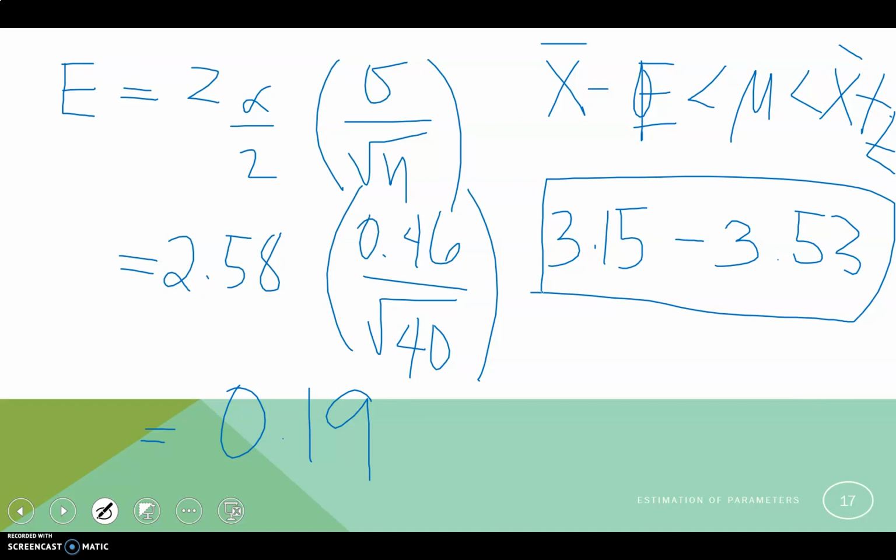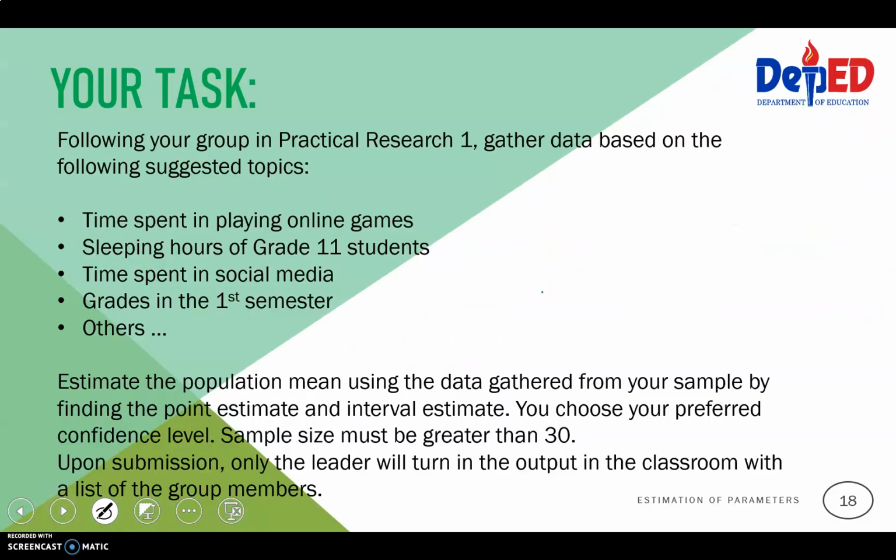So now for your task, we want you to follow your group in Practical Research 1 and gather the data based on the following suggested topics. If wala pa mo group sa inyong PR1 na grupo, you may form a group of 5 per section. If naa na mo grupo sa Practical Research 1, follow that grouping. Ang inyong buhaton is you gather data based on the following suggested topics. Pwede, or inyong pangitaan is ang time spent in playing online games, sleeping hours of grade 11 students, time spent in social media, grades in the first semester, and others. So, suggestion lang ni siya nga mga topics.